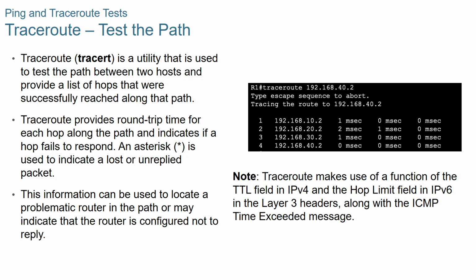So Traceroute makes use of a function in the TTL field, the time to live field in IP version 4, and the hop limit field within IP version 6, which is in the layer 3 headers, along with the ICMP time exceeded message. So this is a way of checking a route through each router as a packet moves across a network and between networks. We can actually see information coming back via replies that are sent back to us, ICMP messages being sent back each time it goes through to record the address of the router that is passing us between one network and another.